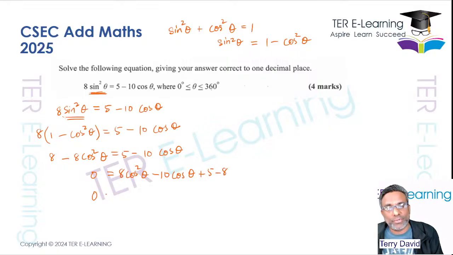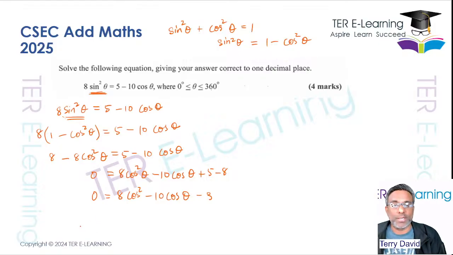So therefore 0 is equal to 8 cos squared theta minus 10 cos theta, minus 3. Now there are some students who could just watch this and factorize it, and if you can, kudos to you. But what I would suggest is let u equal cos x. This will help you see it a little clearer.